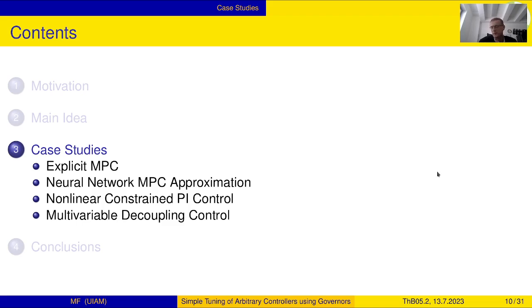So for the case studies, I will start with explicit MPC. And as I said before, explicit MPC is a kind of controller that you have to design, and it will take quite a lot of time to be designed. But when it is done, it's very fast to execute. But on the other hand, it's impossible to change. So you have to repeat the whole procedure again.